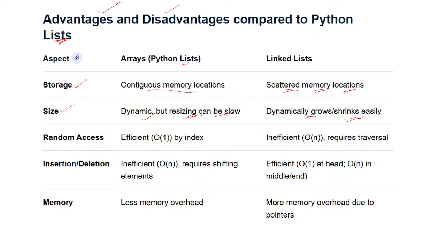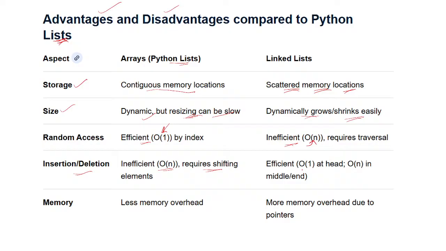Then random access: if you want to access any element at some location, in a Python list it is efficient. It takes order of 1 constant time. But here it is inefficient. For random access you need to traverse and search the elements, so order of n time complexity requires the traversal. Then insertion and deletion in a Python list is inefficient, order of n complexity, that means it requires shifting of elements.